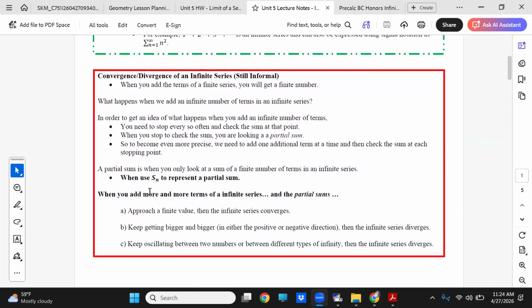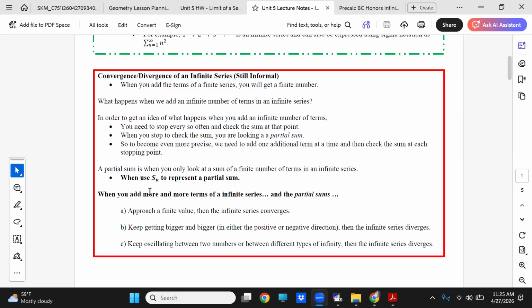In order to get an idea of what happens when you add an infinite number of terms, you need to stop every so often and check the sum at that point. That's what we call a partial sum. So we stop to check, and we call that a partial sum. To become even more precise, you add one additional term at a time and then check the sum at each stopping point. We'll use S sub n to represent a partial sum, like S sub 4, S sub 5, that's how many terms you're adding up.